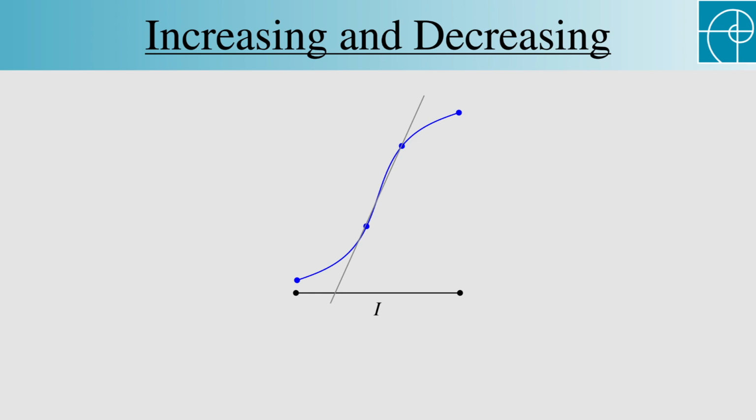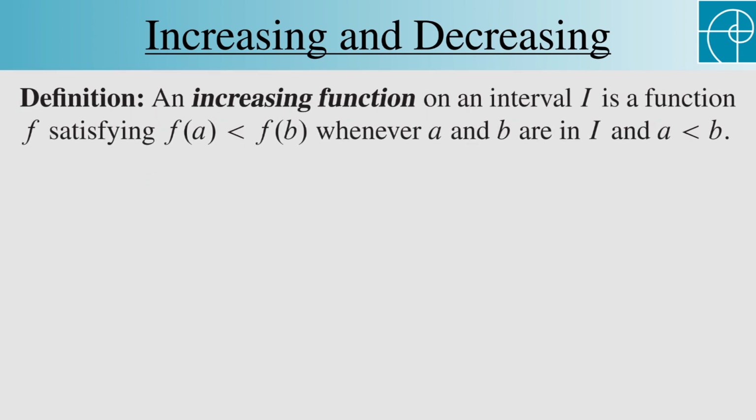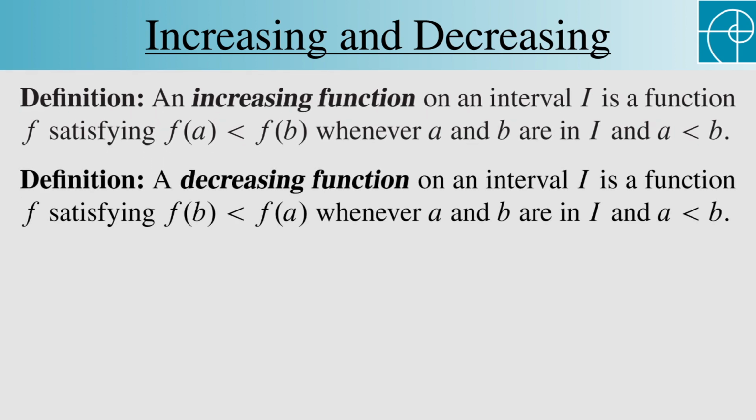This, then, is our definition. An increasing function on an interval I is a function f satisfying f of a less than f of b whenever a and b are in I and a is less than b. We also have a corresponding definition for decreasing functions. Here we require that f of b be less than f of a when a is less than b. This means that every secant line of the graph of f slopes downward.